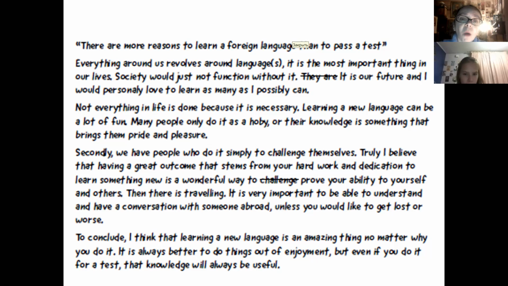But there's one minor problem, which is two ideas in one paragraph. Over here, traveling should be in the next paragraph.